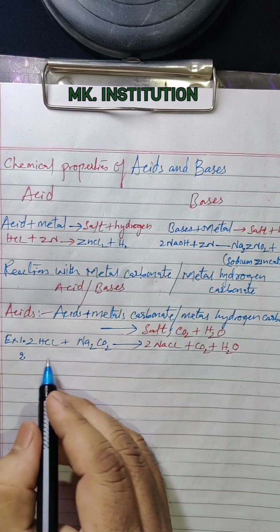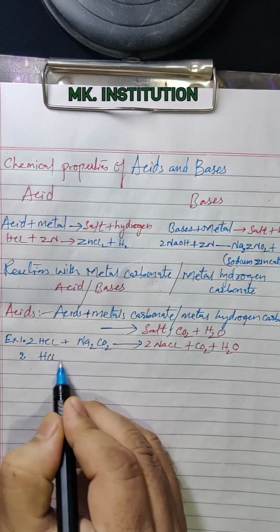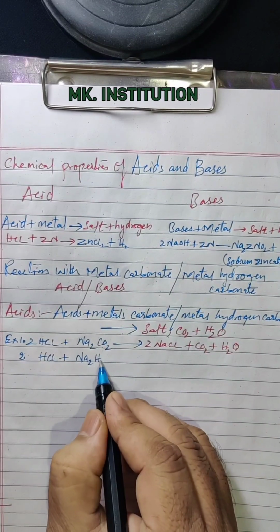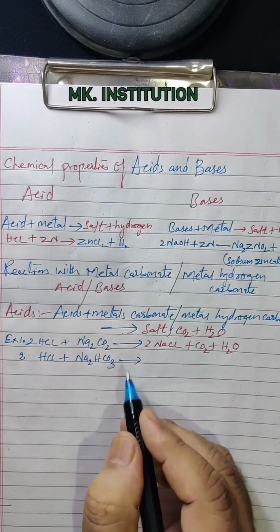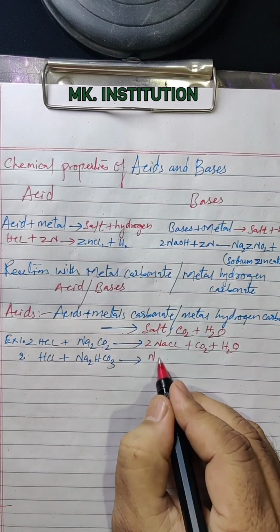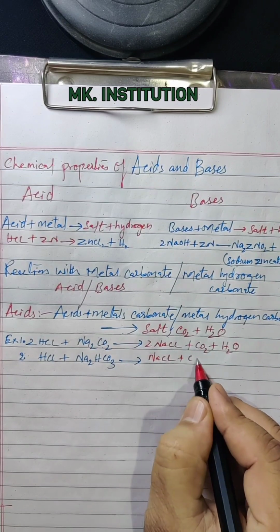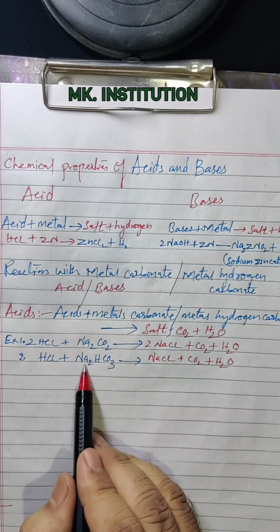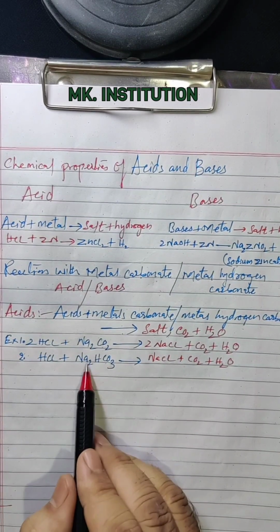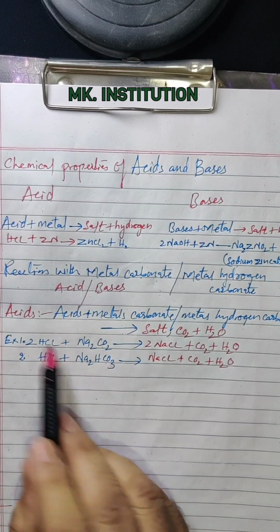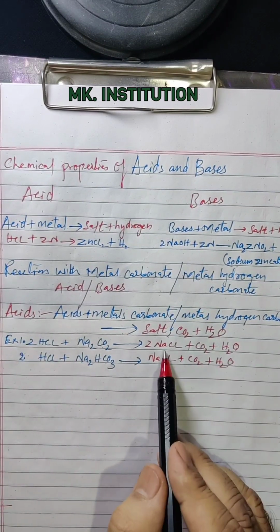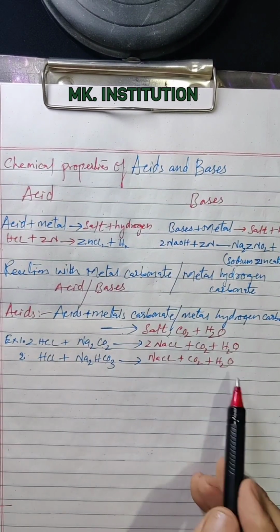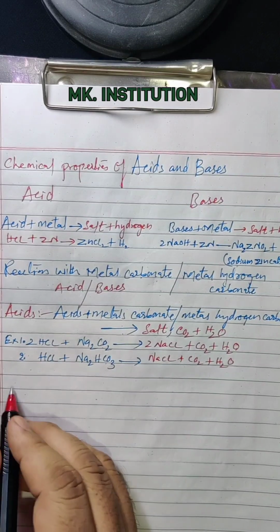Second example: the same hydrochloric acid reacts with sodium bicarbonate. Then what does it produce? Sodium chloride plus carbon dioxide plus water. This is sodium carbonate, this is sodium bicarbonate. In both the reactions, the acid produces the same thing, sodium chloride, which is nothing but a salt, plus carbon dioxide and water. These are the products.